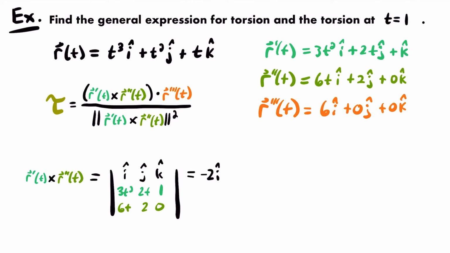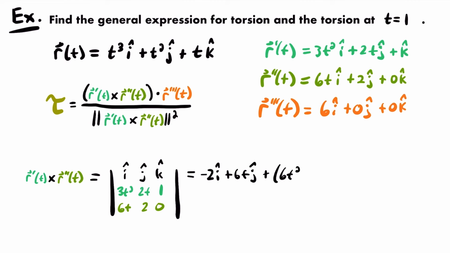Then for the j term, cover up the j column, and calculate another 2 by 2 determinant. 3t squared times 0 is 0, minus 1 times 6t. So we get negative 6t, but remember that you do subtract the j term, so you have minus negative 6t j, which means that those negatives would cancel out, giving you positive 6t. So I'm going to make that change right now. We get plus 6t times j, and then we have plus the k term, so cover up the k column. 3t squared times 2 is 6t squared, minus 2t times 6t, which is 12t squared. So that looks like this.